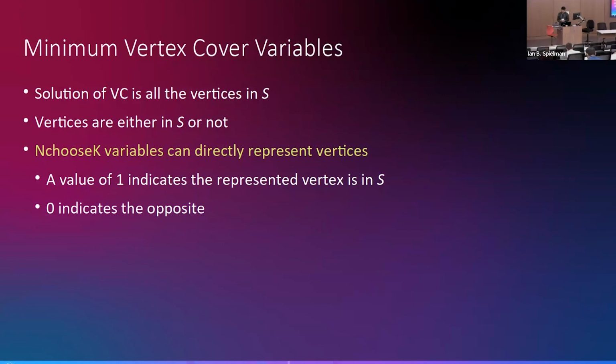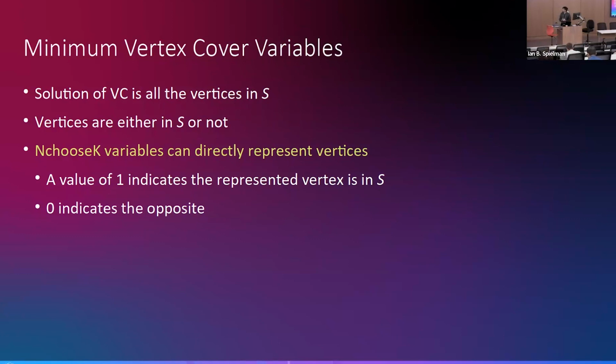So to optimize this and to find the minimum vertex cover, we go with the insight that vertices are either in S or not, and then nChooseK variables can directly represent the vertices. So we can choose an nChooseK set where the value of 1 indicates that the represented vertex is in S, and 0 indicates the absence of that particular vertex.